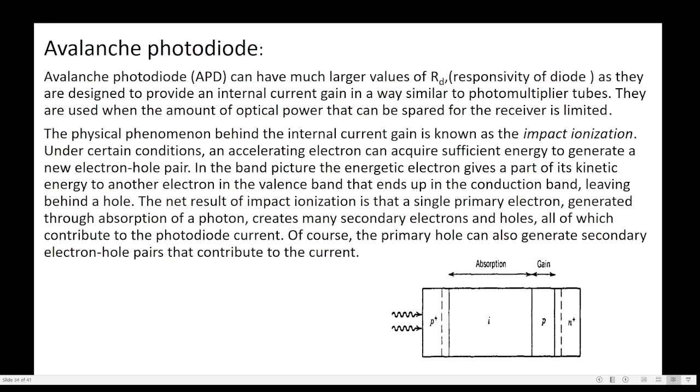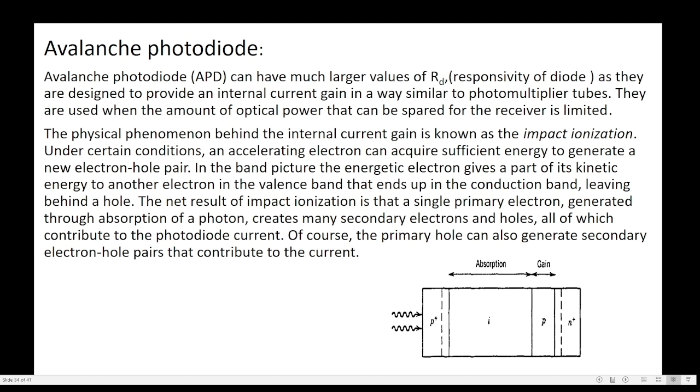The difference between the pin photodiode and the avalanche photodiode is that in the avalanche photodiode there is an additional P region near the N plus region. In the pin photodiode there are three parts: P plus, I, and N plus. But in the avalanche photodiode there are P plus, I region, P region, and N plus region. The P region is known as the amplification region.